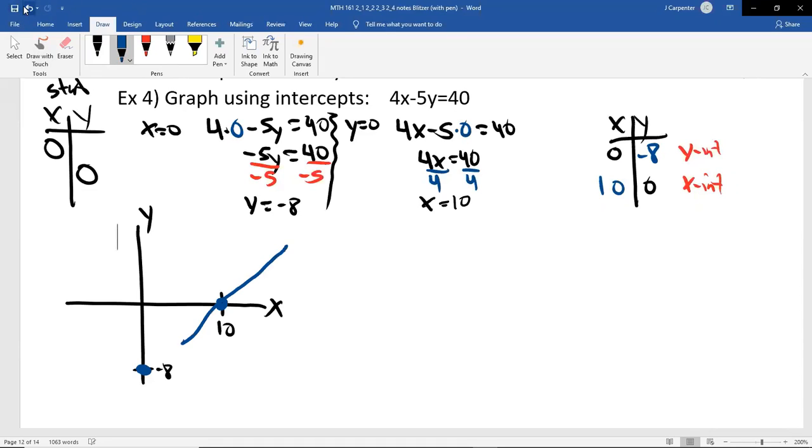Oh, wow, that got bad. Let's just thicken that up to make it look a little straighter there. There we go. That just doesn't look good. That's better. I can live with that.